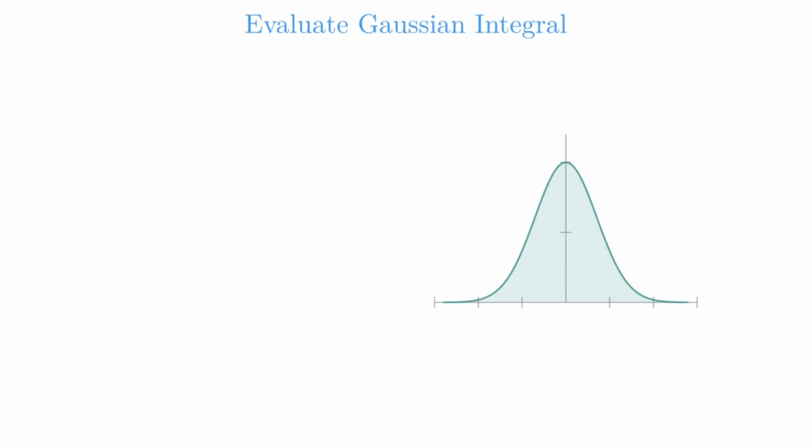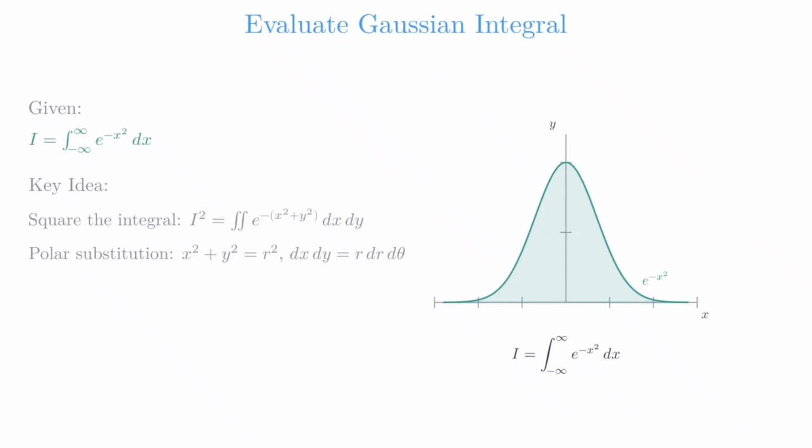The integral of e to the negative x squared, from minus infinity to infinity. There's no elementary antiderivative, so standard techniques fail. The trick is almost magical. Instead of fighting one dimension, we go to two dimensions, where polar coordinates turn an impossible integral into a simple one. Goal: show that the Gaussian integral equals the square root of pi.